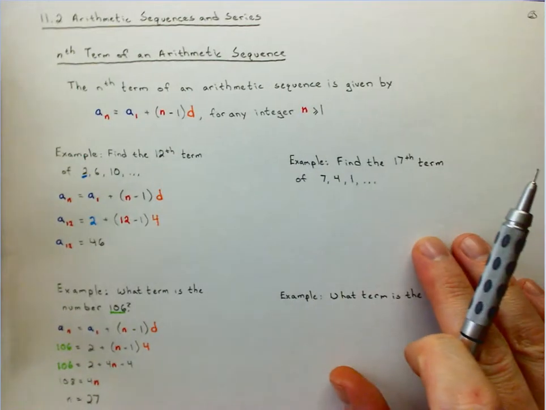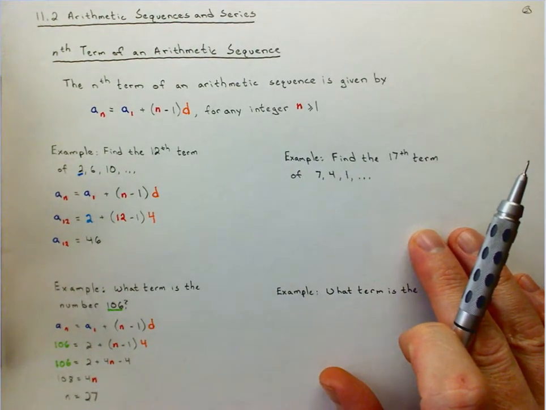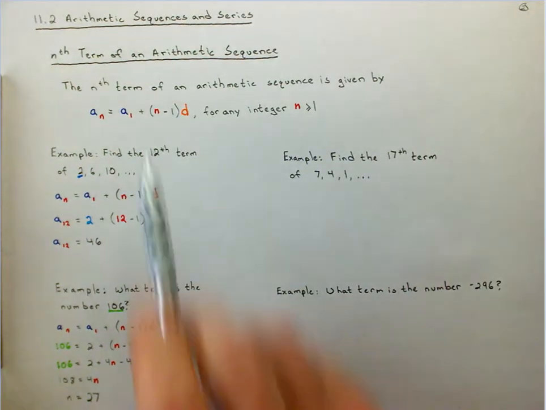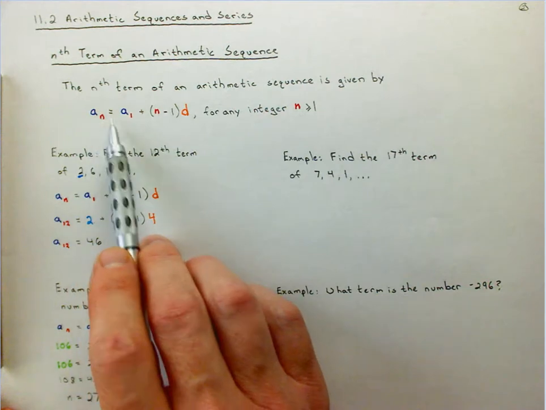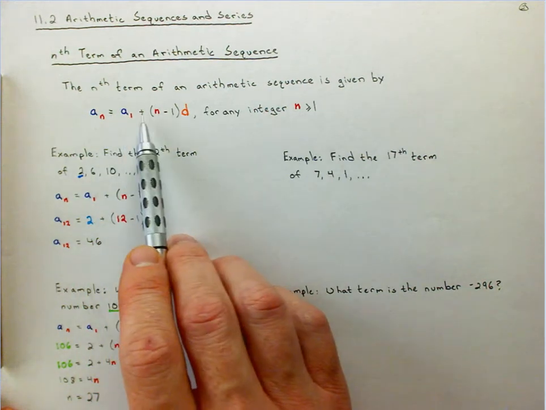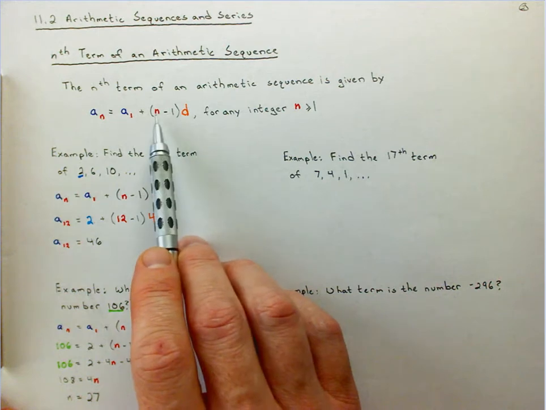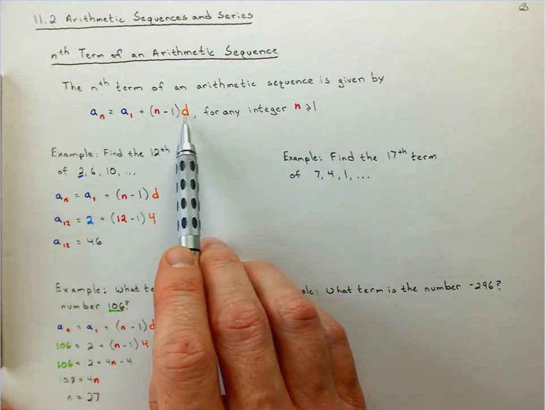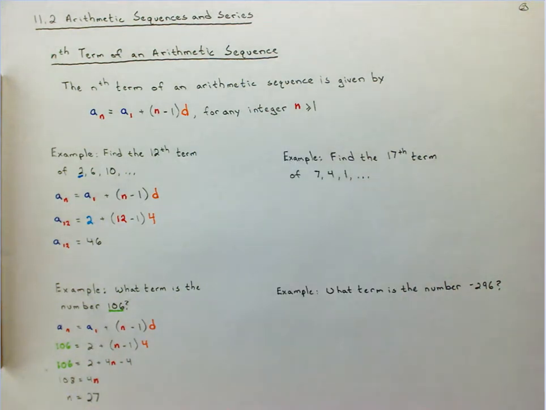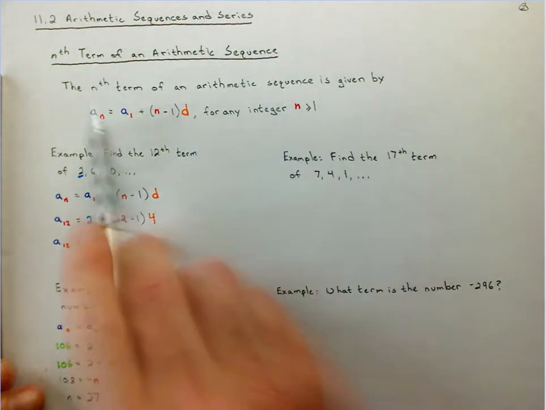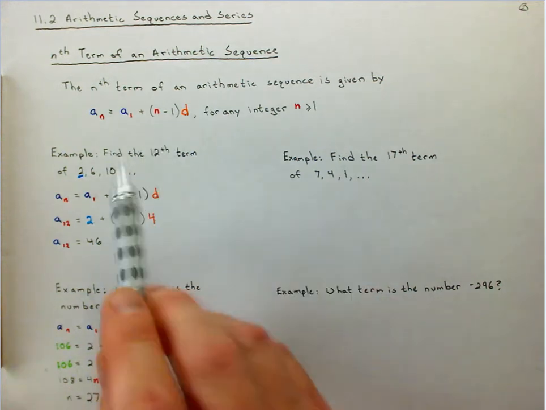So let's look at another example that builds upon what we just did, and that is whenever you're asked to find the nth term, or anything that deals with the nth term. The nth term of an arithmetic sequence is given by a sub n equals a sub 1 plus, inside the parentheses, n minus 1 times the common difference d, for any integer n greater than or equal to 1. Let's put all of this into an example so we can see it better.